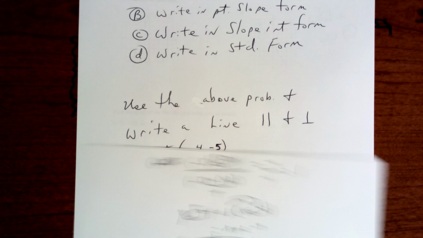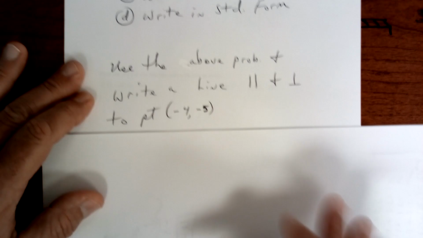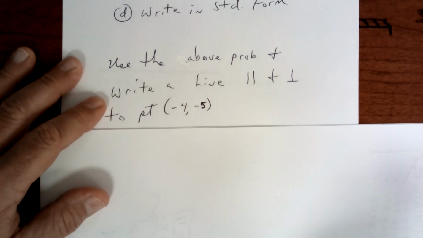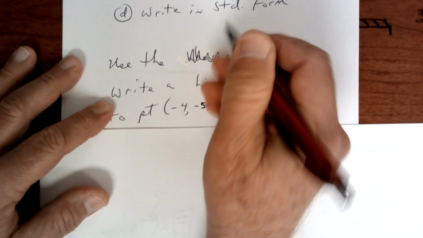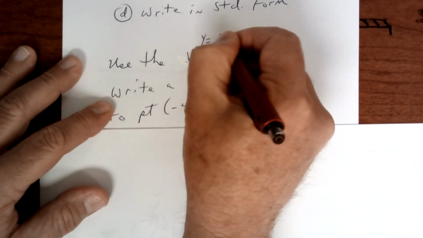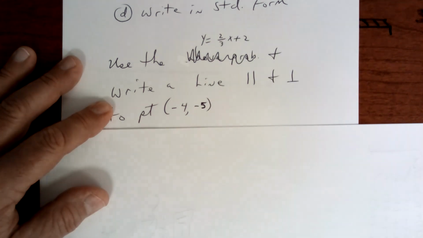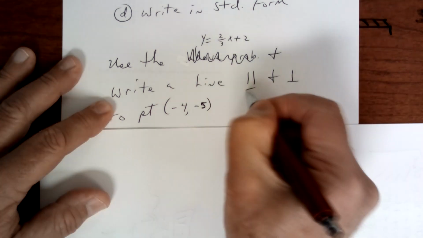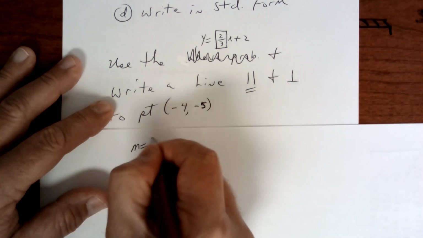Now, we're going to do parallel and perpendicular. I'm going to change this up a bit. Copy this down. I want you to use this line right here: y equals 2/3 x plus 2. Copy that down. Okay, so we want parallel. Here's the slope. So the slope is 2/3 from that equation.